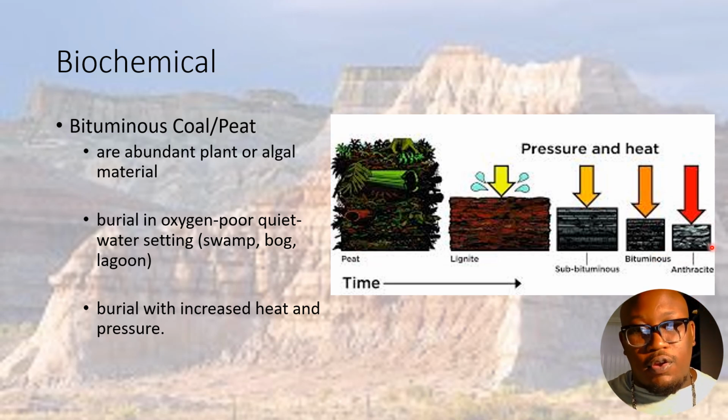And so on this chart, it shows you what will happen as time progresses. Now, right here, you see this anthracitic coal. That's actually considered a metamorphic rock. I will go into more details about that. But from peat to lignite to bituminous, that is all sedimentary based.